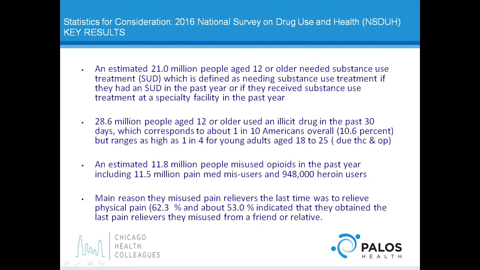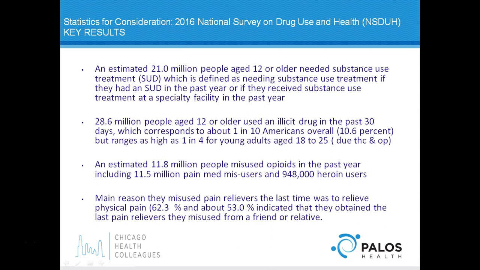Now, some key statistics, and these are obtained from the National Survey on Drug Use and Health, and this is actually a survey that is done through the NIH and SAMHSA. What it does on a yearly basis is let you determine where prevalence and incidence of disease may be. For example, an estimated 21 million people aged 12 or older needed substance abuse treatment.